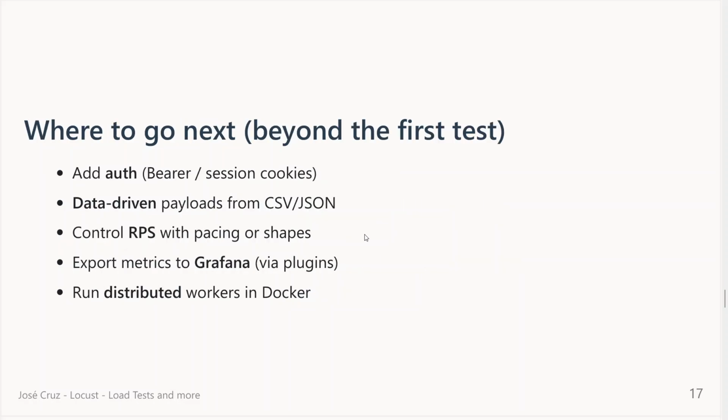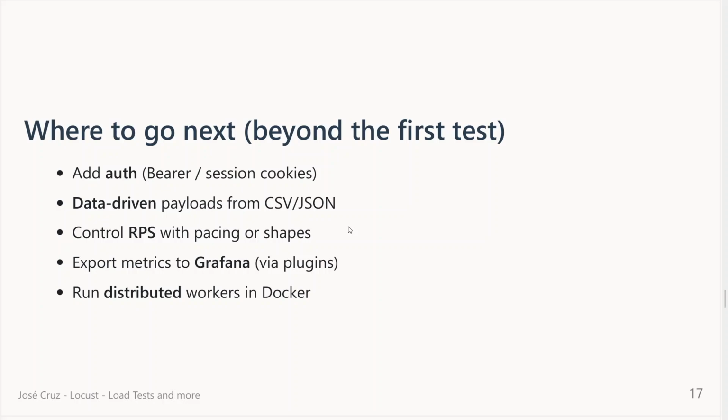So where to go next? Things that you can do. I will create other videos to go deeper on this. I just want to do this introduction. I think from here you can already do great stuff with this kind of tests with just a few lines. But of course, you can add authorization. You can import data or generate fake data. There are plugins for that, to send to your website not just empty requests, but real data.